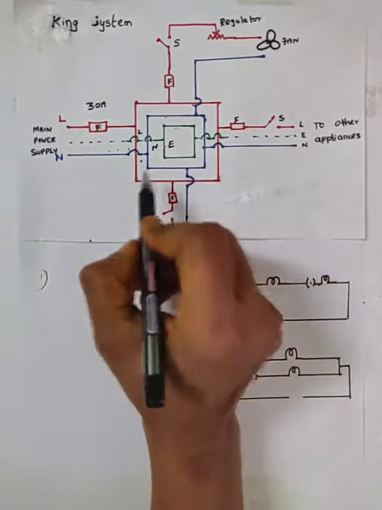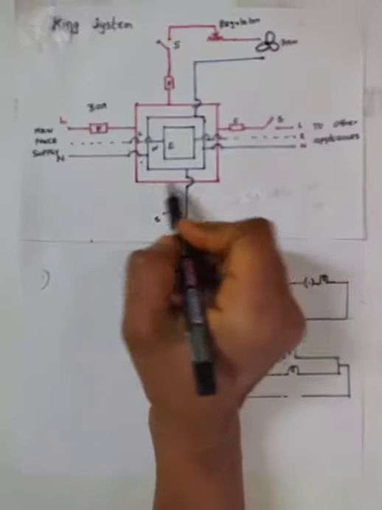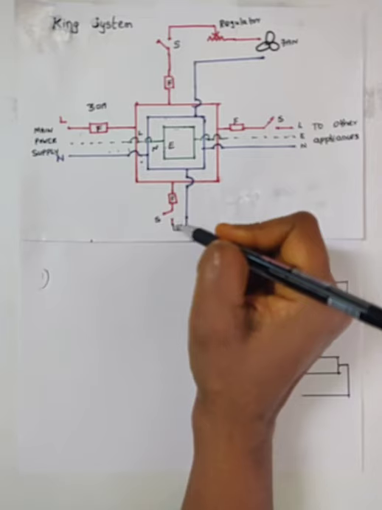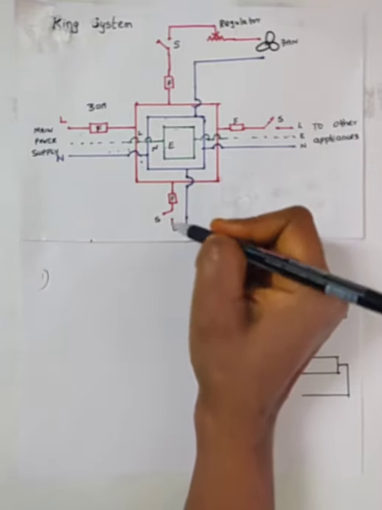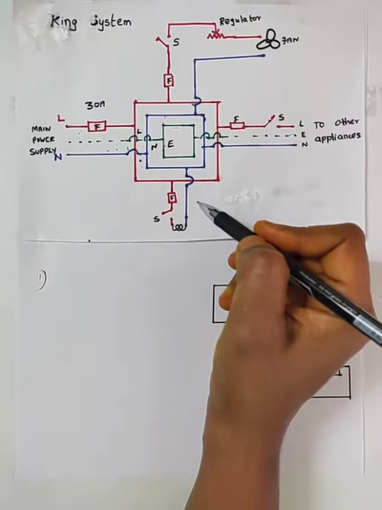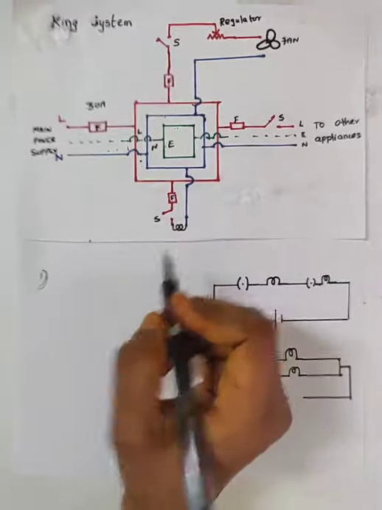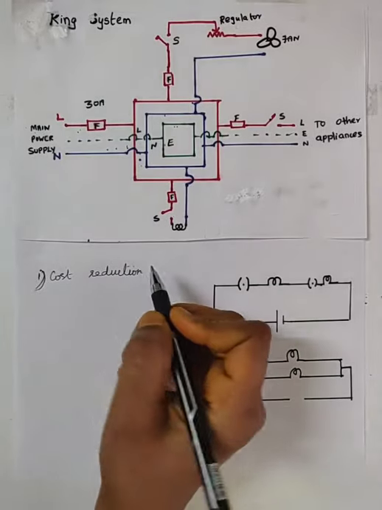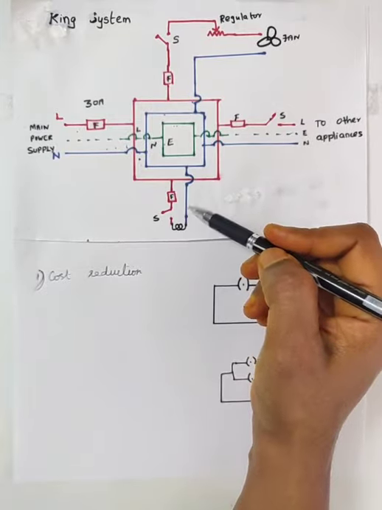But the ring system need not be made up of thick cables. It can be made up of thin cables, and only from the ring system, when the appliance is connected, we make use of thick cables. So that appliance is connected to the mains through thick cables. This reduces the cost of wiring. So in the ring system of wiring, the cost of wiring can be reduced, as the appliance can be connected to the mains through thick cables.